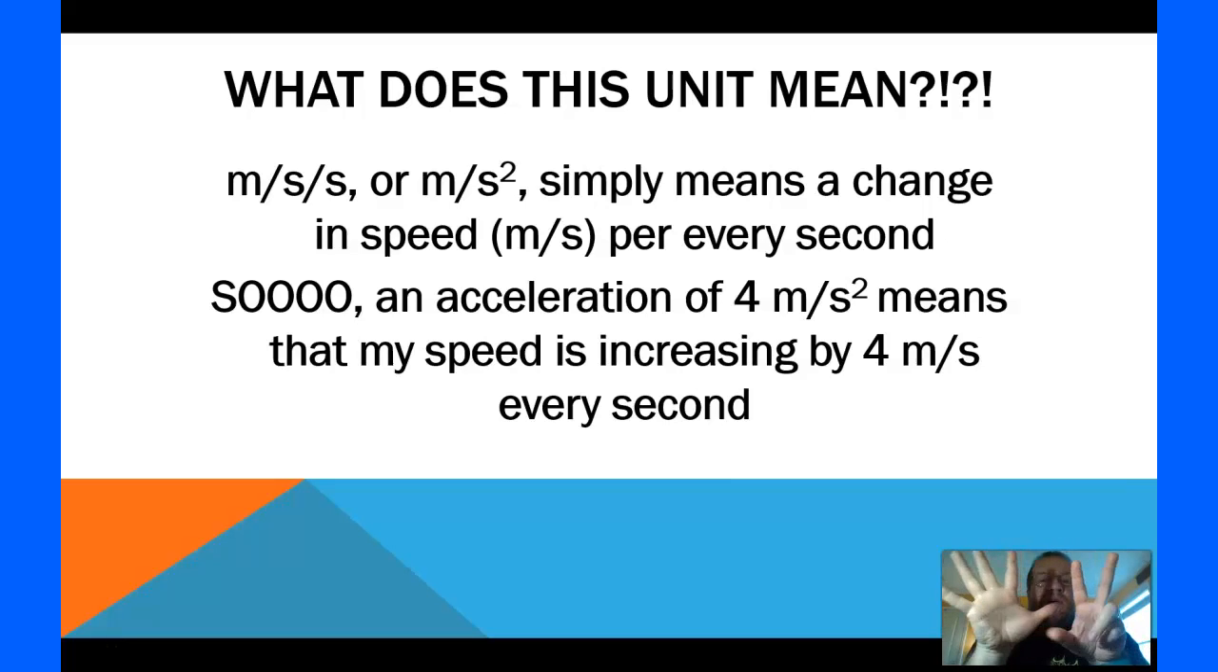After 2 seconds I'm going 8 meters per second. That's right, 8. After 3 seconds I'm going 12 meters per second. I don't have 12 fingers, sorry. After 4 seconds I'm going 16 meters per second. You see how I'm just adding 4 for every second? There you go. That's all it means.